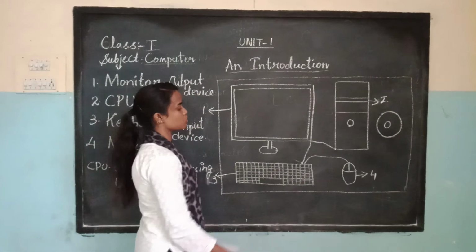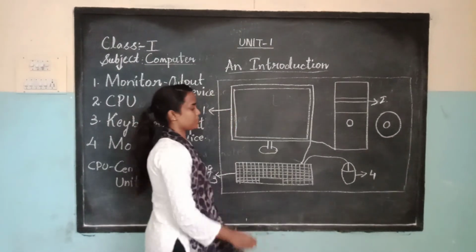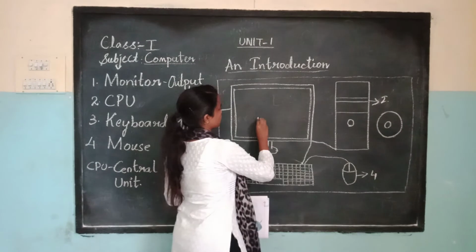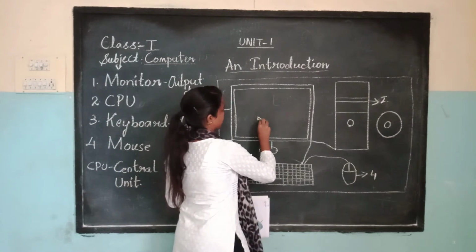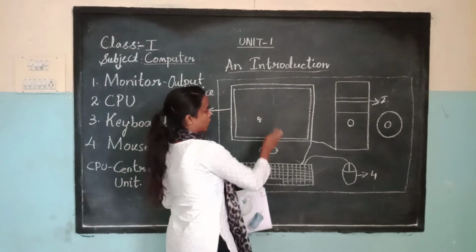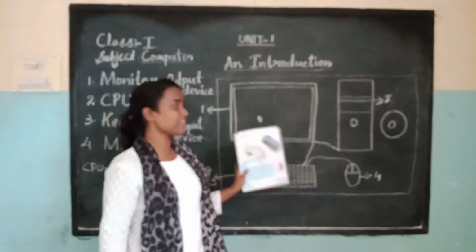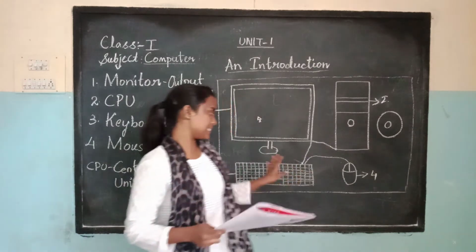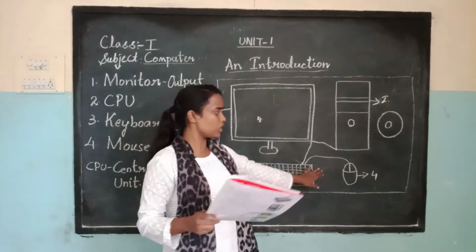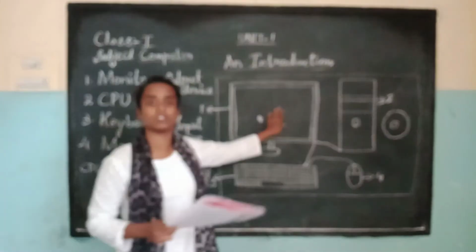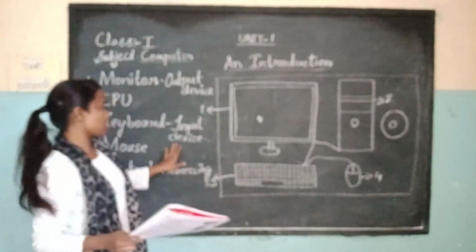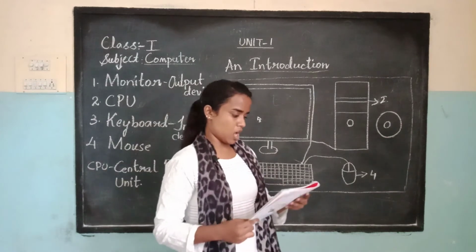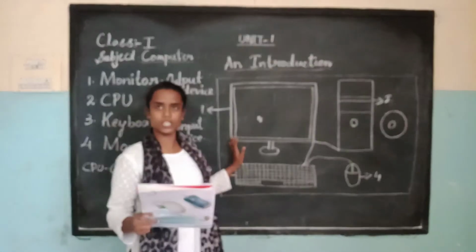So what is the use of this mouse? It will be helpful to select a particular item. This will be the pointer, ma'am. With the help of the mouse only we can move this pointer on the monitor screen. With this mouse we can draw pictures on the monitor. So it is also an input device. So these are the parts of a computer.